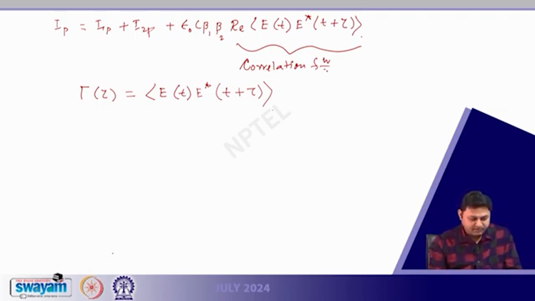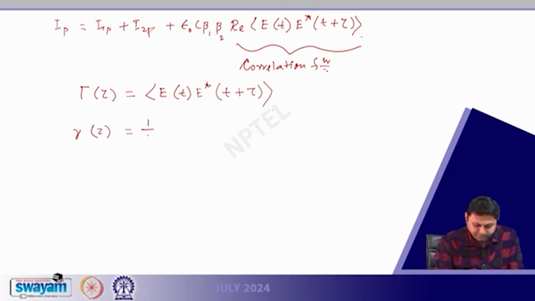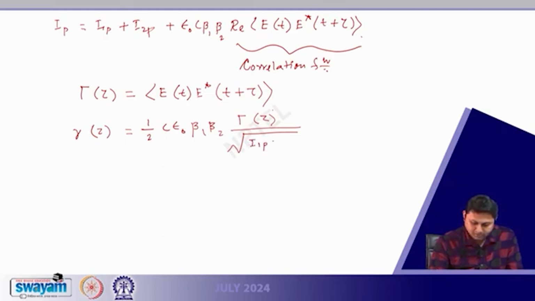I can normalize this correlation function as gamma. So gamma of tau, I can define gamma as half of C epsilon naught beta 1 beta 2, whole divided by root over of I1p I2p.